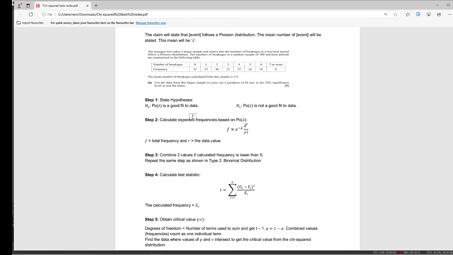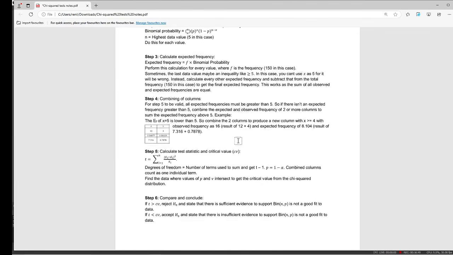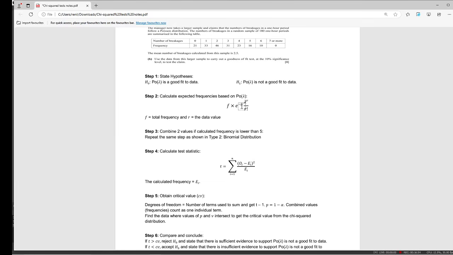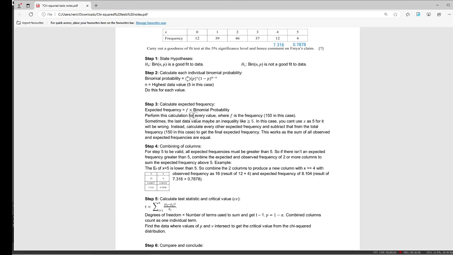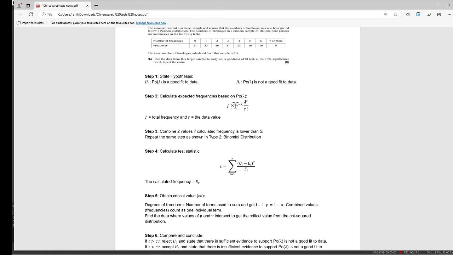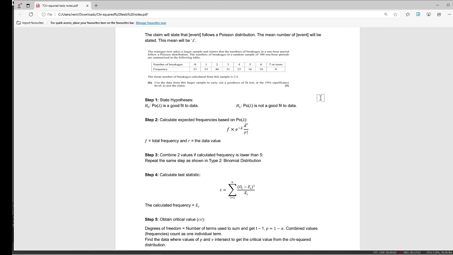Step 2. Calculate expected frequencies based on your Poisson distribution. So this is the formula that you need to know. This is the Poisson distribution: e to the power of negative lambda times lambda to the power r divided by r factorial. And we have to multiply this with our total frequency as we've done above. So earlier we've calculated binomial probability. This time we have to calculate the Poisson probability, and in the end we're going to multiply it with the frequency to get our expected frequency. And just plug this in for each and every single data value.